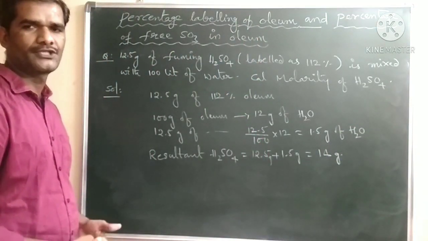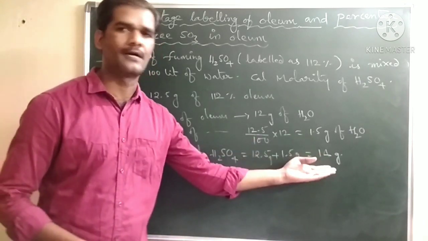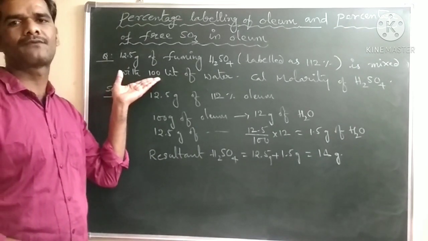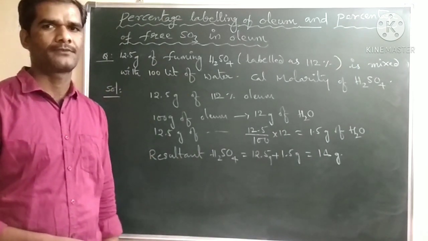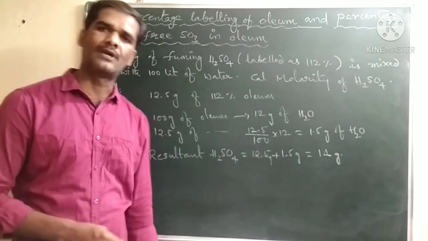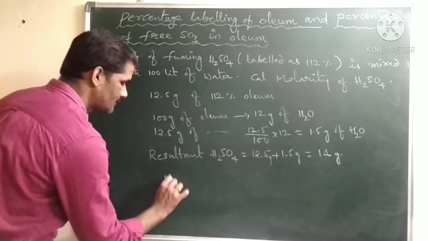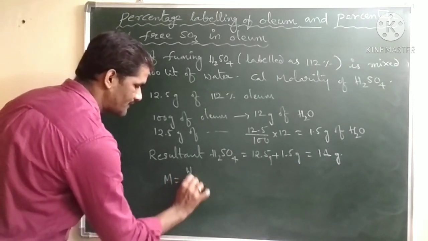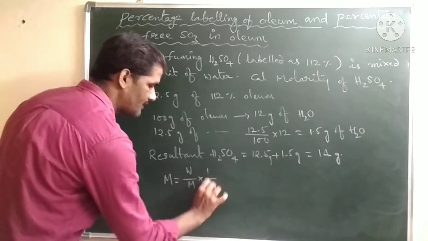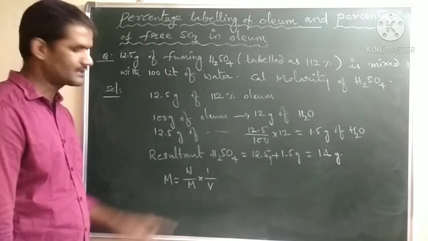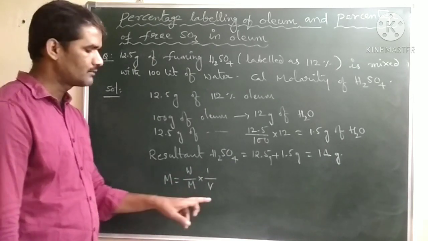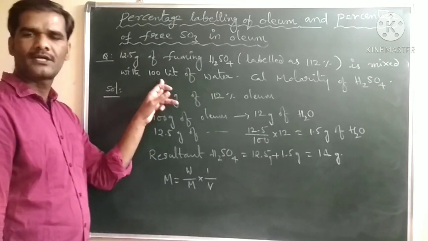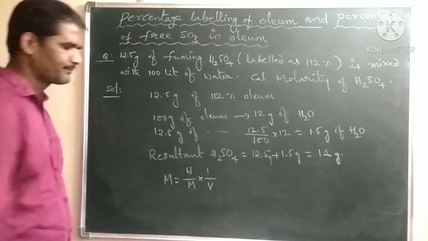Now in the resultant solution, how much amount of H2SO4 is there? 14 grams. Then what is the volume of solution that is added to excess amount of water? That is 100 liters. Now we have to calculate the resultant solution molarity. Now what is the molarity? Molarity is equal to weight of substance by molecular weight of substance into 1 by V, if you take volume in terms of liters. If you take volume in terms of milliliters, you will get 1000 by V. So anyhow, here water they mentioned in terms of liters, you can take this formula.